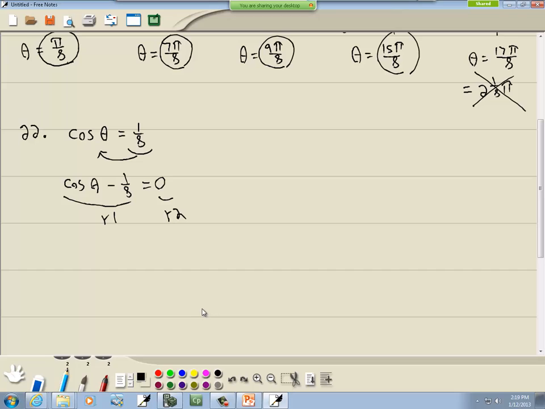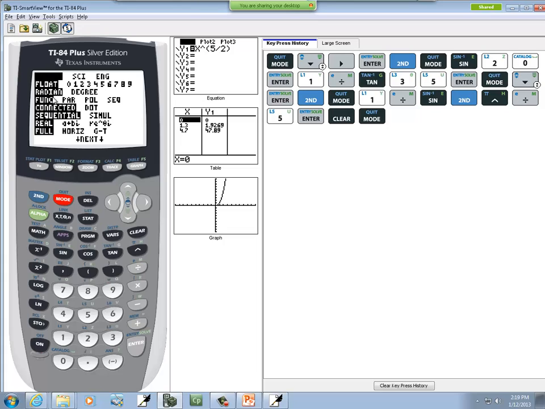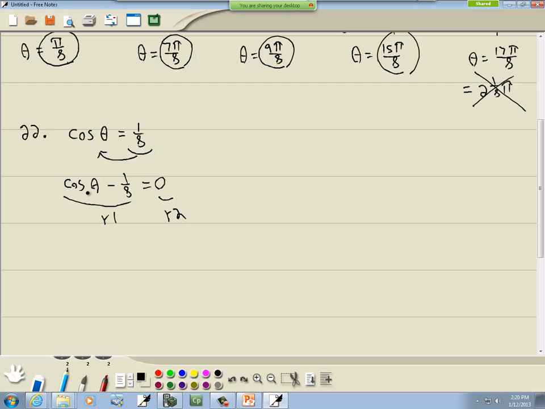So let's take a look at that. I want to make sure I'm in radians. So if I press mode, I am in radians. Usually in calculus, you put your answers in radians. Okay, I'll do a second mode to exit out. To do our intersect method, I'll press y equals, press clear to clear out whatever's on y1, and we're going to put this in there.